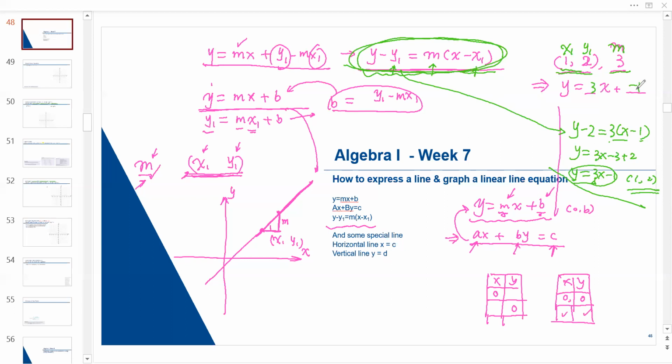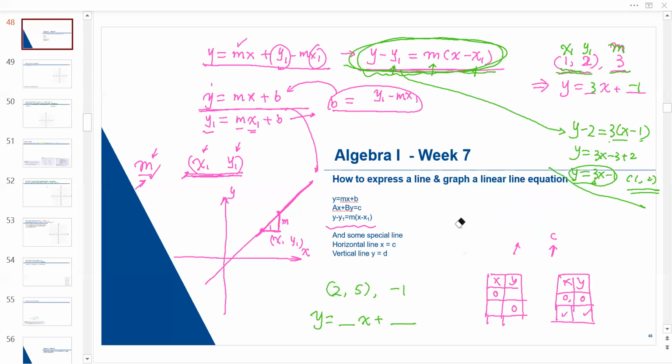All right. Since we did this one, I need you guys to do another one quickly. I just picked a random dot. It passes (2, 5), and the slope is -1. Can you write down what's the y? What's the slope? And what's the b? You can write the answer in the right part here. Let me erase this one. You can write on the screen anytime.